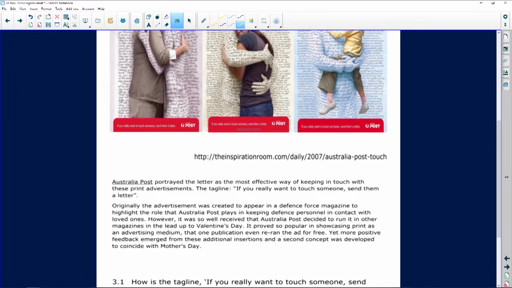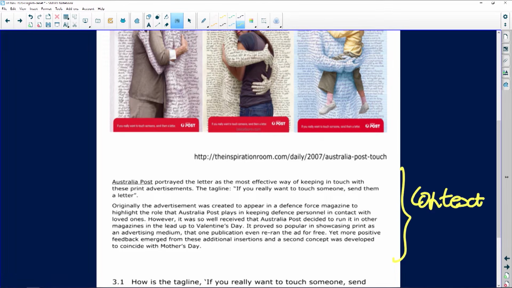Originally, the advertisement was created to appear in a Defence Force magazine to highlight the role that Australia Post plays in keeping defence personnel in contact with loved ones. However, it was so well received that Australia Post decided to run it in other magazines in the lead up to Valentine's Day. It proved so popular in showcasing print as an advertising medium that one publication even reran the ad for free. Yet more positive feedback emerged from these additional insertions, and a second concept was developed to coincide with Mother's Day. Right, so this is the context.